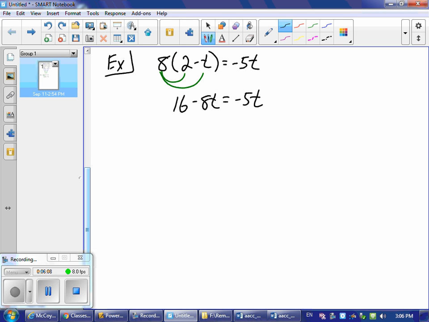All right, so you have to be careful here. Which is smaller, negative 8t or negative 5t? Thinking about your number line, negative 8 is further to the left than negative 5. So we're actually going to try and add the 8t to both sides of this equation.